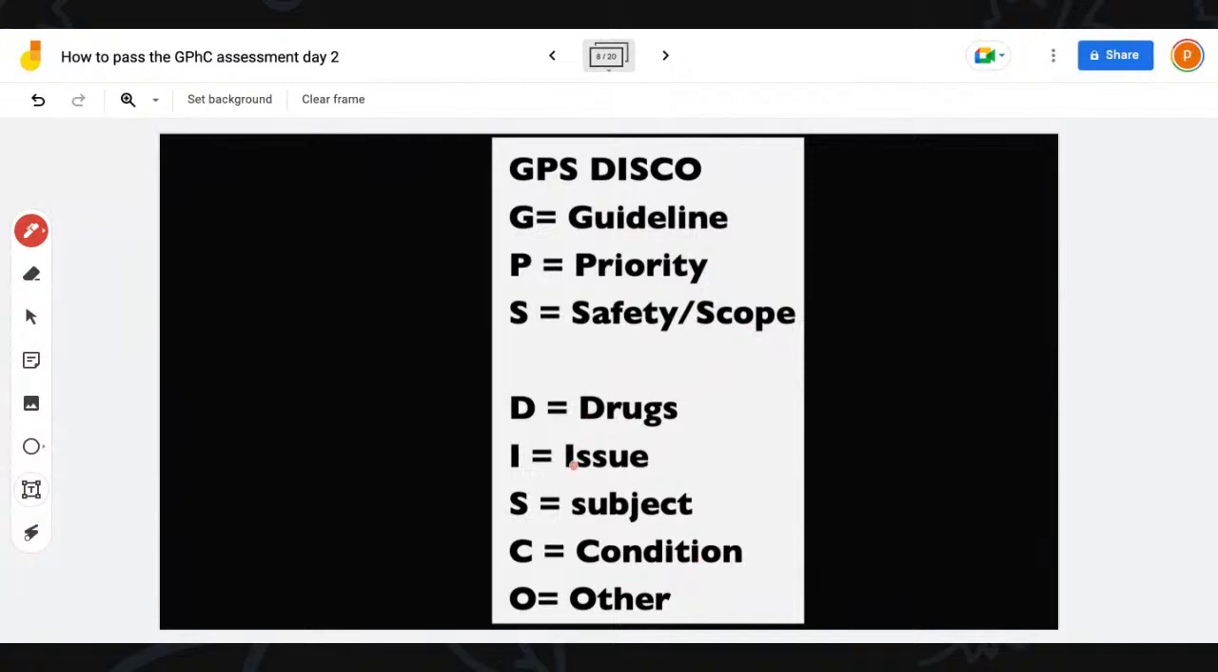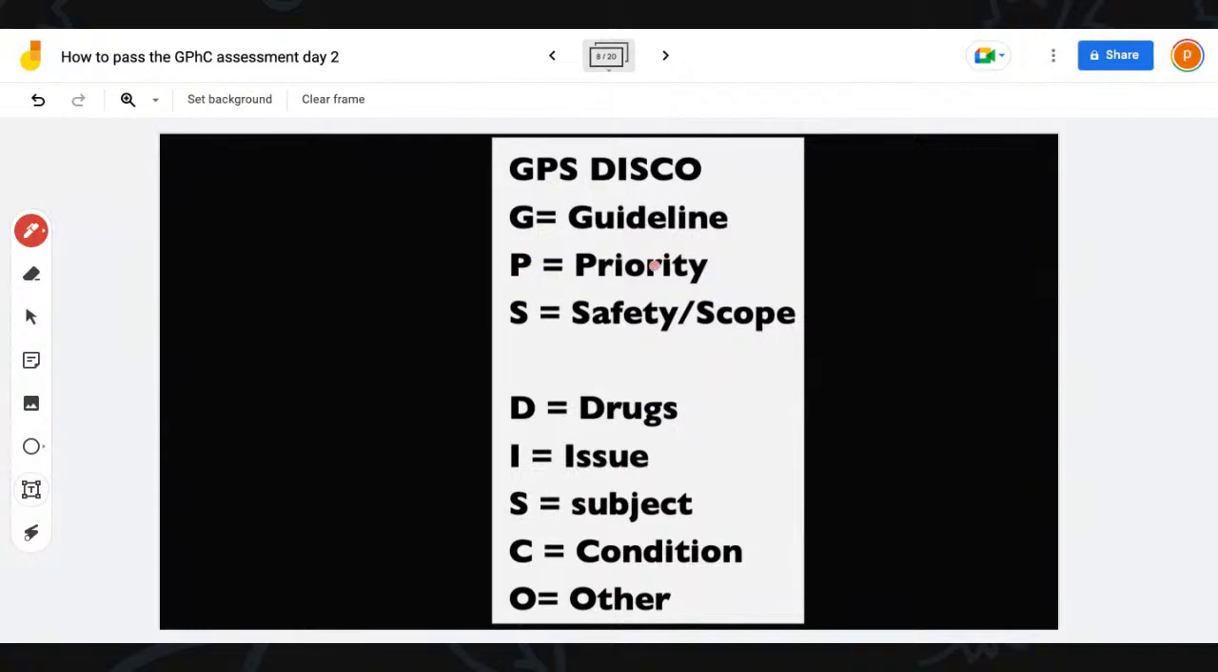Now, once you've gone through this, you would then have to use, finally, GPS. And GPS simply means many of the questions, you have to know your guidelines. So it'll be either a question where you need to know your hypertension guideline, or you might need to know your heart failure guideline, or it could be some sort of asthma guideline. But generally, to find out the correct answer, you have to refer to the guideline.